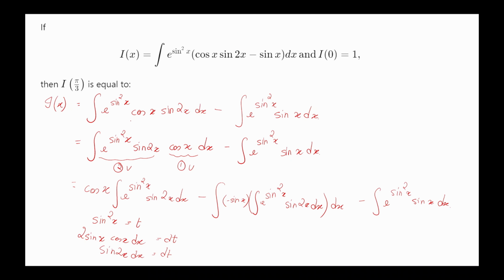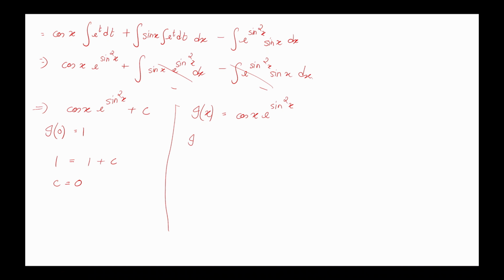Now what was asked to us in the question? We had to find out the value of I of pi by 3. So I of pi by 3, this would become cos of pi by 3 e to the power sine square pi by 3. So from here, what do we get? Cos pi by 3 is 1 by 2, and sine pi by 3 is root 3 by 2. So it would become 3 by 4. So e to the power 3 by 4. So this is our final answer.